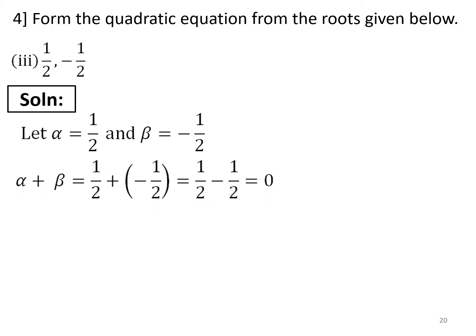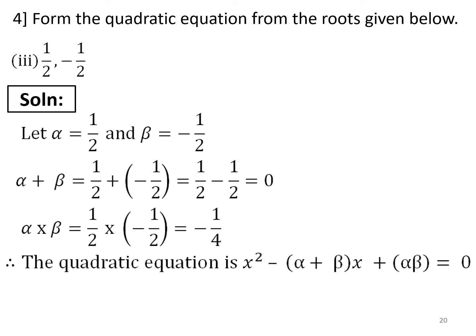So alpha plus beta is nothing but half plus bracket minus half. So when you open up the bracket, plus and minus becomes minus. Half minus half is equal to 0. And the product alpha into beta, you will get half into minus half, which is equal to minus 1 upon 4.